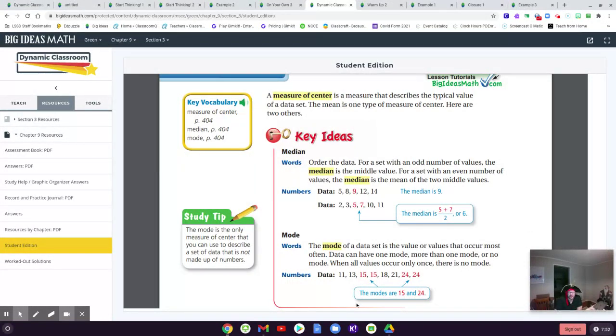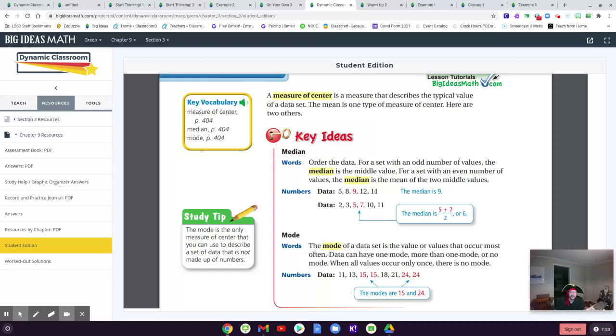Okay, so for this data set, and I would suggest writing this down as an example: 11, 13, 15, 15, 18, 21, 24, 24. 15 shows up twice, 24 shows up twice. Therefore, the modes are 15 and 24. There are two modes for this example. If, however, there was an extra 24 added, 15 would no longer be the mode, even though it appears twice, because 24 shows up 3 times, and then 24 would become the mode. So the mode is the number that shows up more often than any other number.